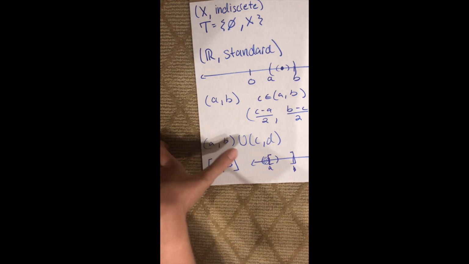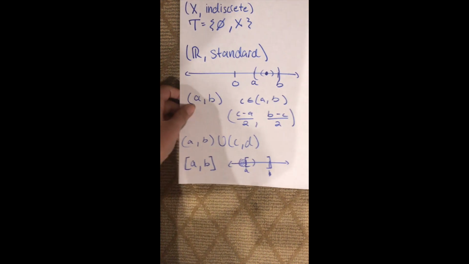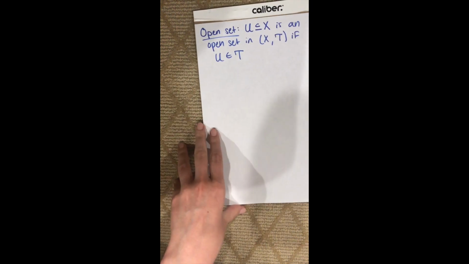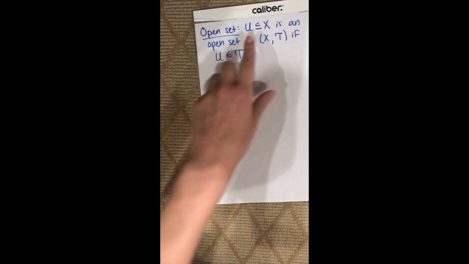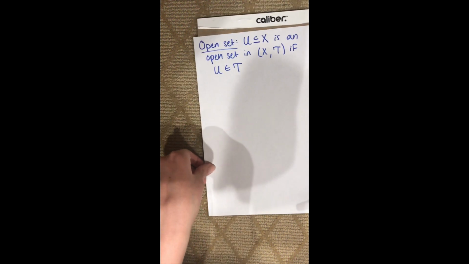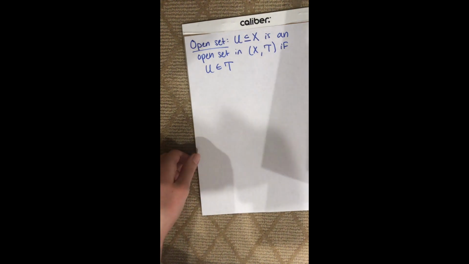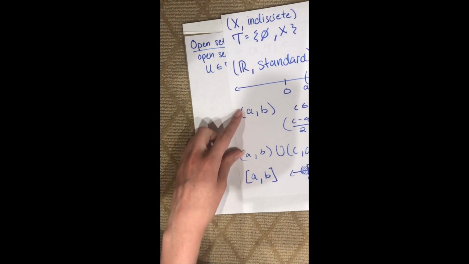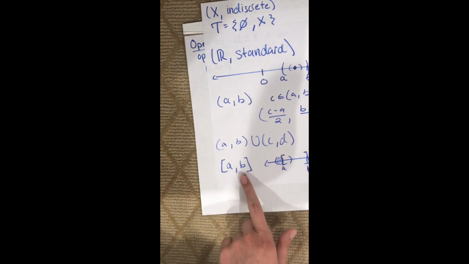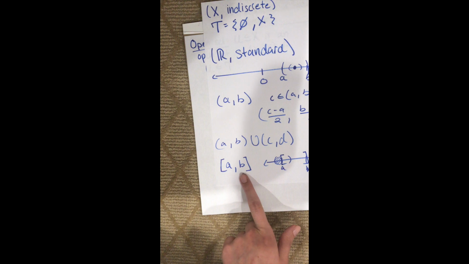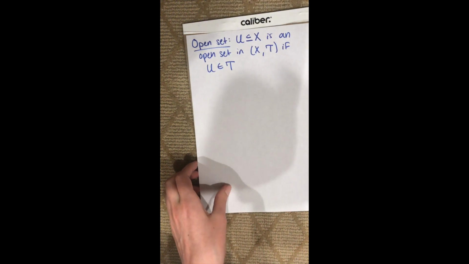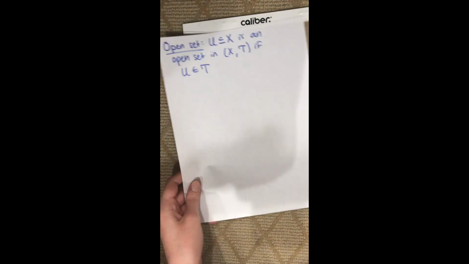So we've got to move on to our next definition, which is an open set. If U, which is contained in X, is an open set, then that just means that U is in the topology. So in the examples we just did, (A, B) was an open set. The union of (A, B) and (C, D) is an open set, but the closed interval from A to B is not an open set. So that's what an open set is.